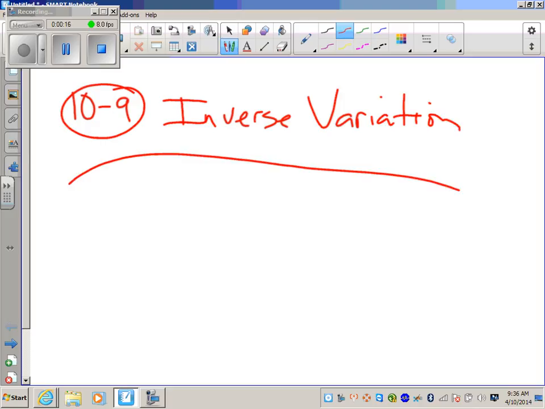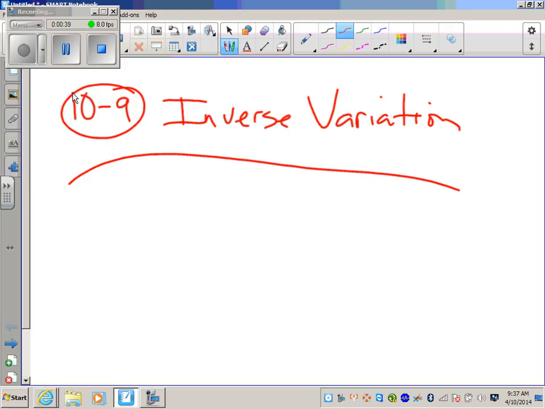Inverse variation, so that's on 290. If you think about what happened yesterday, think about Diego in the newspapers. When the number of newspapers went up, what also went up? Right, so when one went up, the other went up. Okay? So inverse, let's take a look and see what happens there.